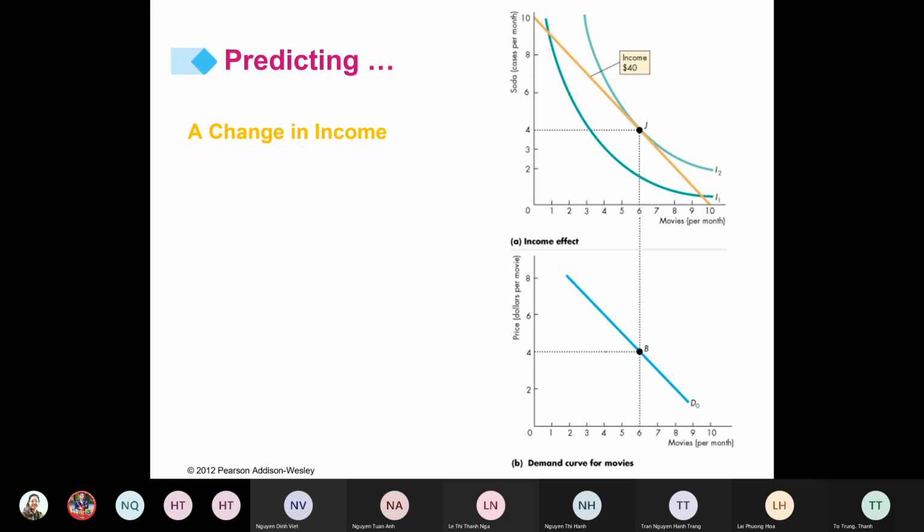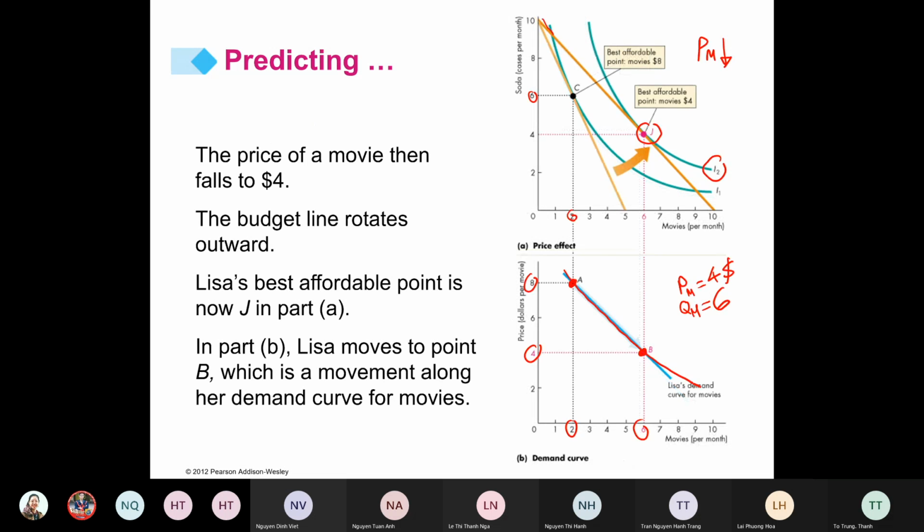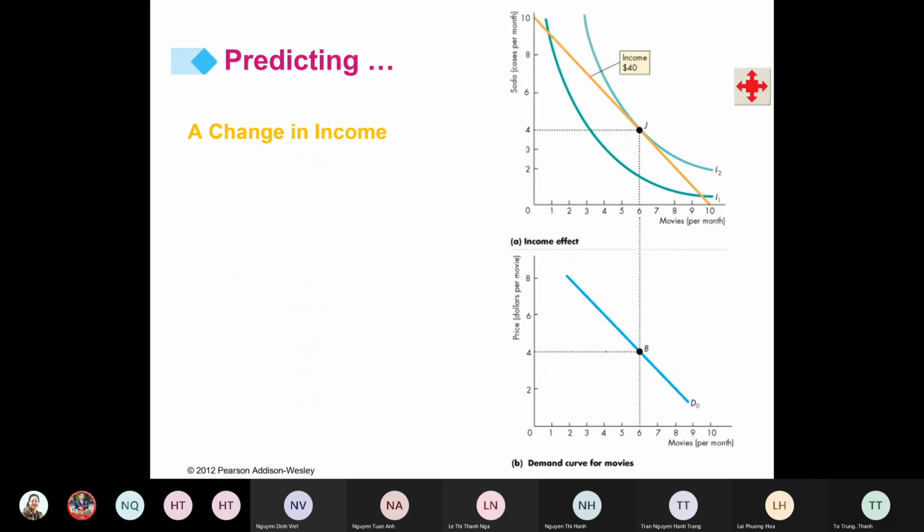Now, one other thing that we will illustrate in these 2 figures is the income effect. This is what we call the price effect, right? When we see the price of one good change, in this case, the price of movies change. In this case, the price of movies stays the same, the price of soda stays the same, but the income changes. So we say income effect.